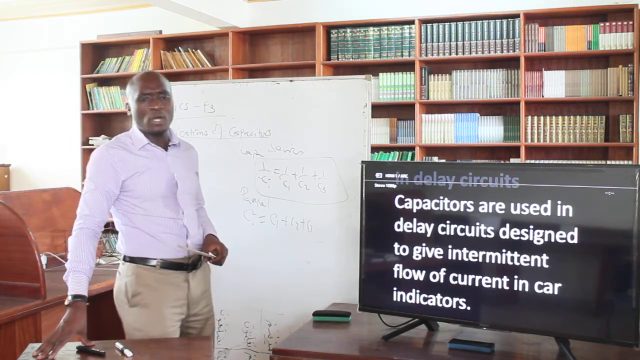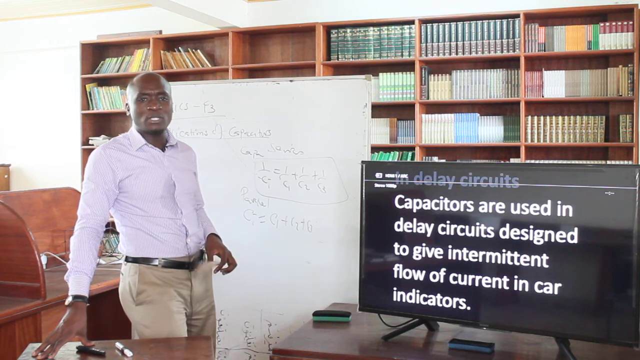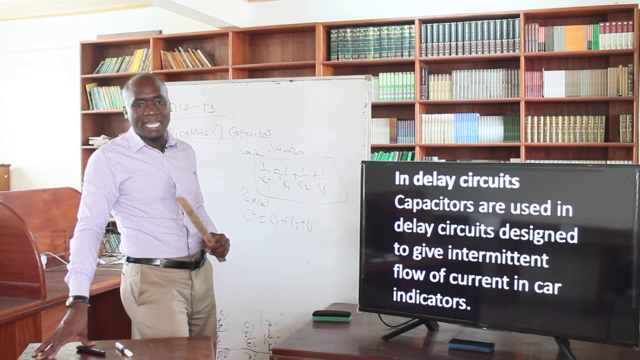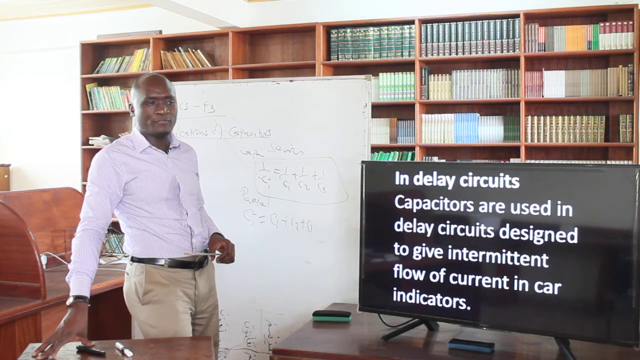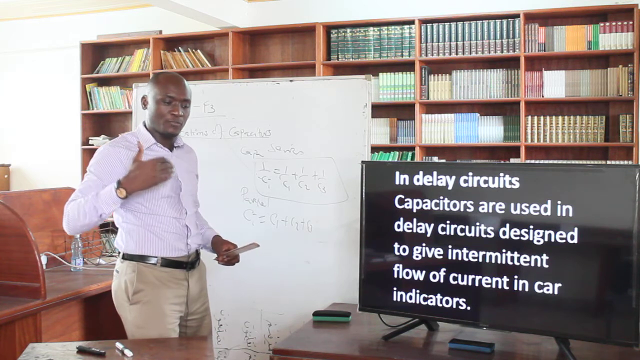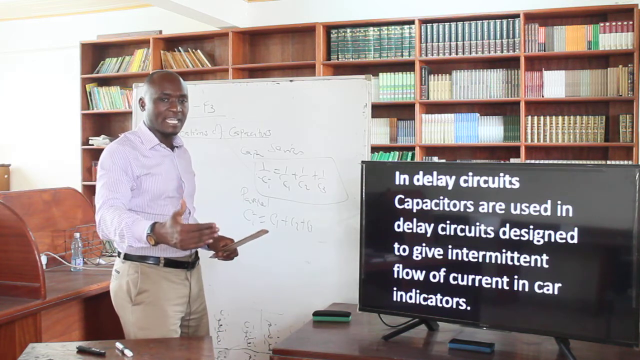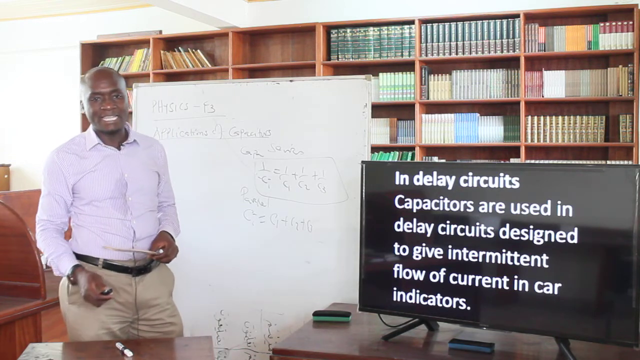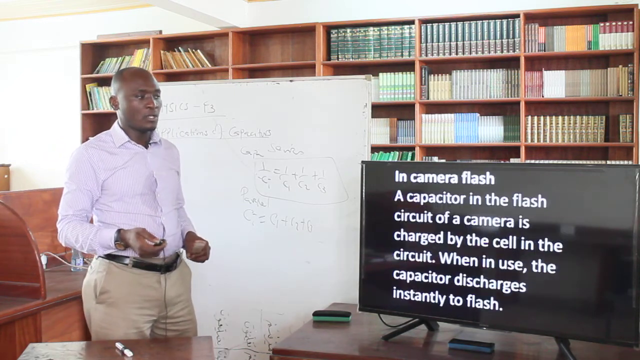Now also we have what you call the delay circuit. Capacitors are used in the delay circuit, designed to give intermittent flow of current, for example in car indicators. That flow of the electric current can only be done by the delay circuit, and that is another application of the capacitor.